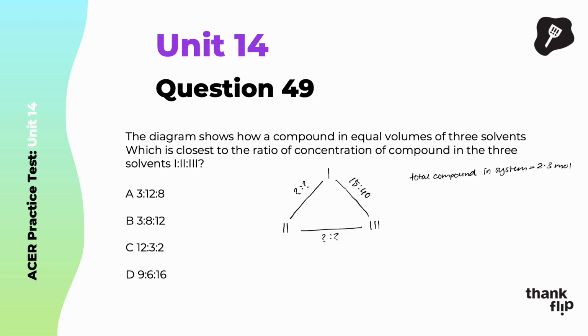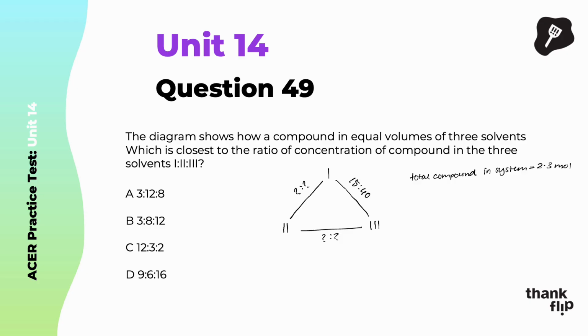And we're asked to figure out the ratio between how much of the compound is dissolved in each of these solvents. So let's start off by figuring out how much is in 1 and 3 based on how much is total and how much is in 2. So we know that the total is 2.3 and we have 1.2 moles dissolved in solvent 2. So the amount that's remaining is going to be the amount that's split between solvents 1 and 3. So the amount in 1 and 3 is going to be 2.3 minus 1.2, which is 1.1 moles.